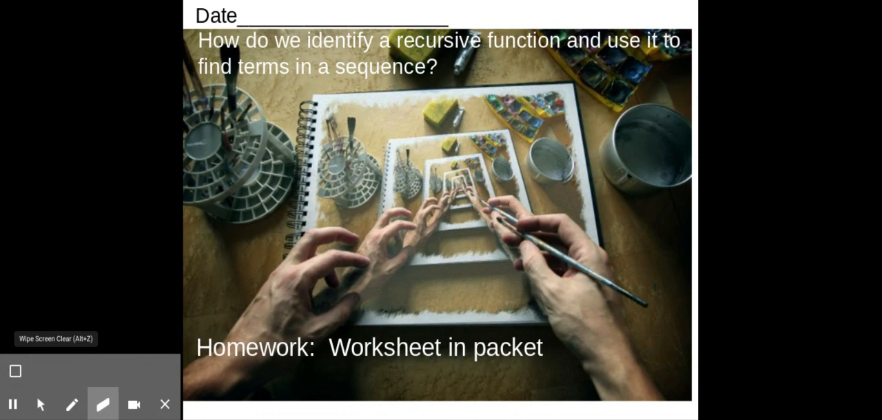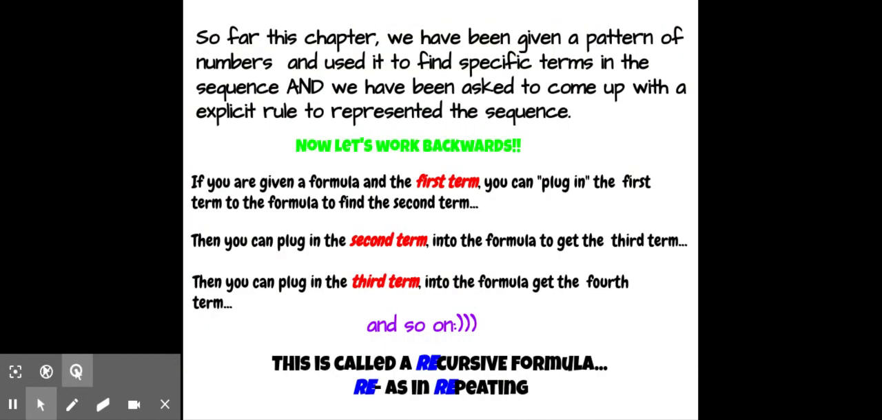So before we can do that, I just want to talk about what a recursive sequence is, if you didn't pick up on it yesterday. We've been looking at different patterns of numbers, and we've been using those patterns to come up with a sequence, whether it was geometric or arithmetic. And then we were asked to come up with explicit rules to represent those sequences. So you had to have all those numbers first before we could really figure out if we were arithmetic or geometric. Now we're going to work a little backwards, and that's what a recursive sequence is.